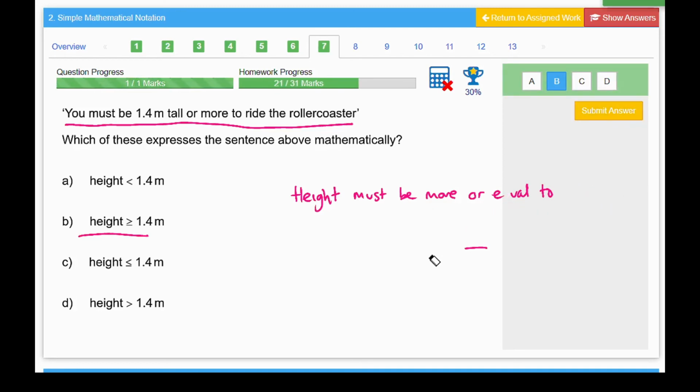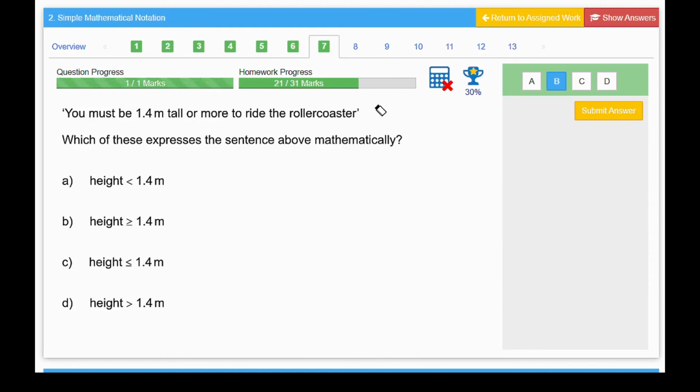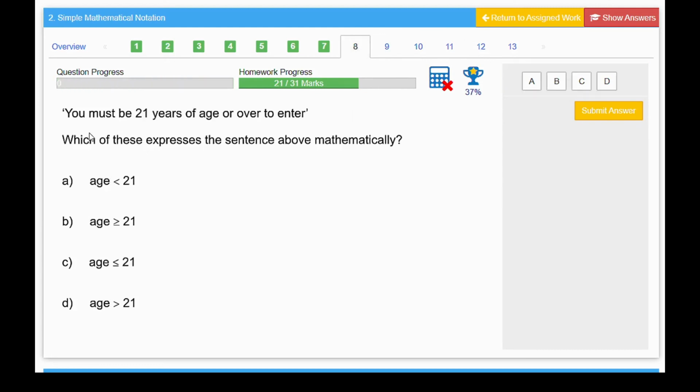So again, I'm just going to quickly rub all this out because this is going to translate into the next question. And let's move on to question 8. So question 8, it says you must be 21 years of age or over to enter. So your age must be more or equal to.